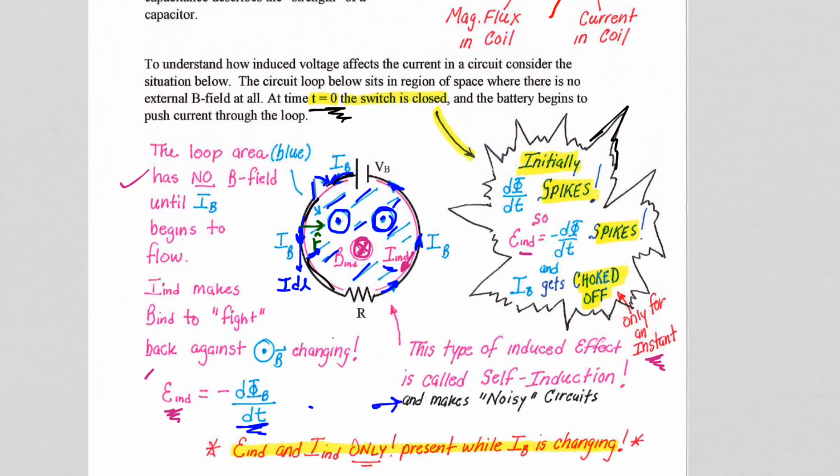Maybe this current isn't coming from a battery, it's coming from a signal or a source where we want to preserve the signal. We don't want it corrupted by the induced effects. So I realize there was a lot going on here, and of course, if it's highlighted and starred, that's always important to get into your notes, because once the battery voltage, in our example up here, has reached a steady state value and there's no changing flux, well then of course there is no induced effects.